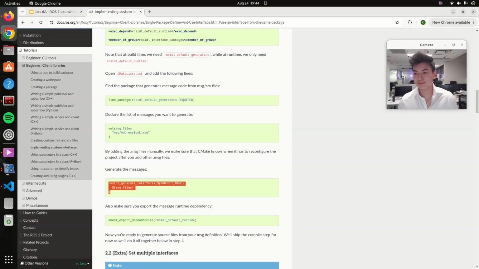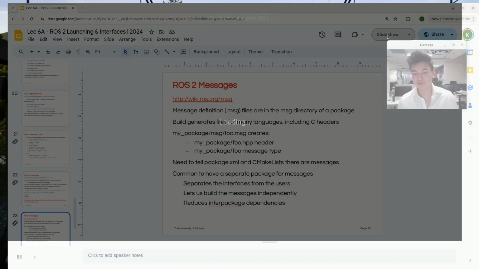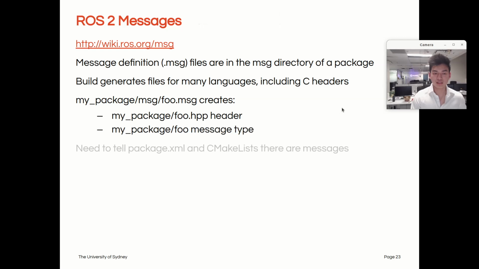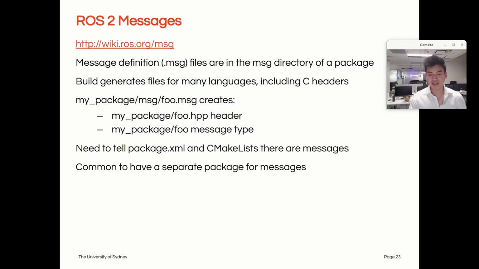Let's go back to the slides. It's been a while. Is there anything left? Need to tell package.xml and CMakeList about their messages. We've done that. It's common to have a separate package for messages. This is what I was getting at before. We did not do that, but it is common to have a separate package.